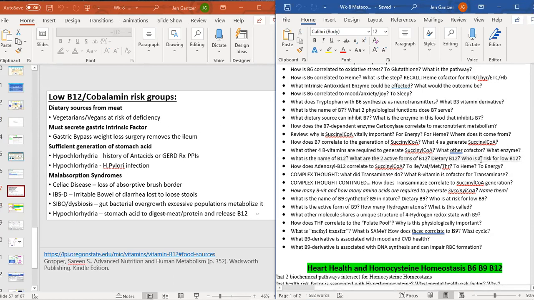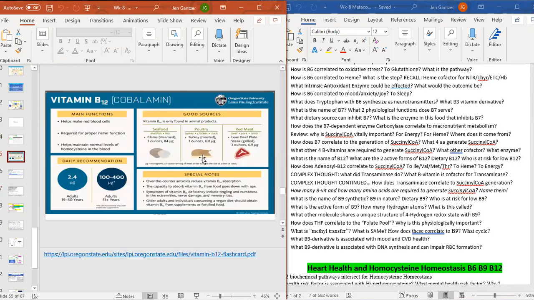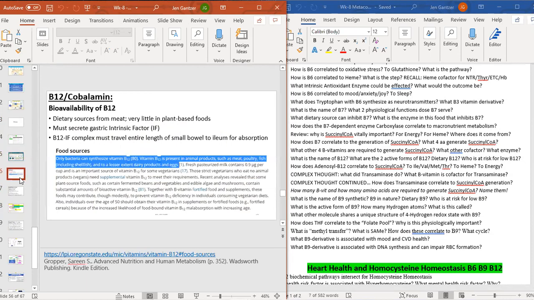Okay, so B12, unfortunately, is one of the B vitamins that is kind of specific for diets, and there are very specific people who are at a high risk of deficiencies. So the first thing you have to recognize is that your B12 is not found in plants. That means you have to eat seafood or meat or chicken in order to get the B12. So who do you think would be the first risk group?